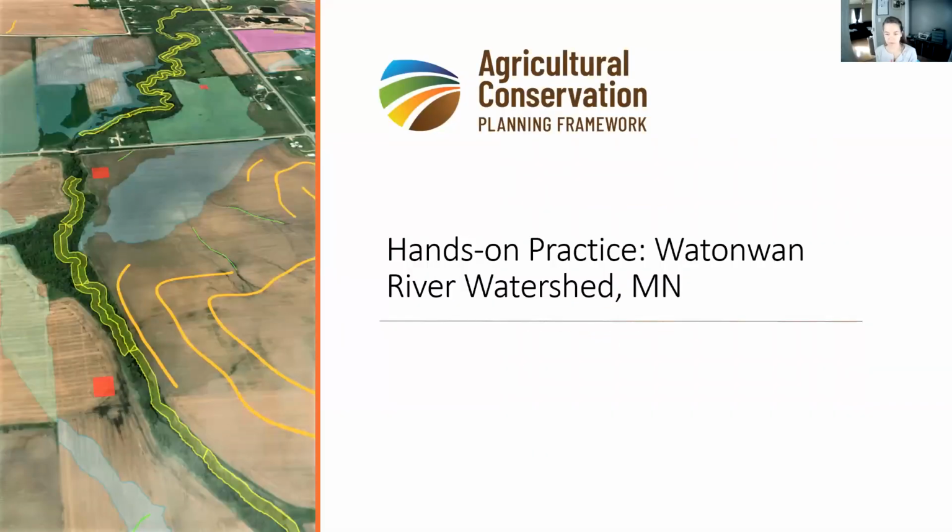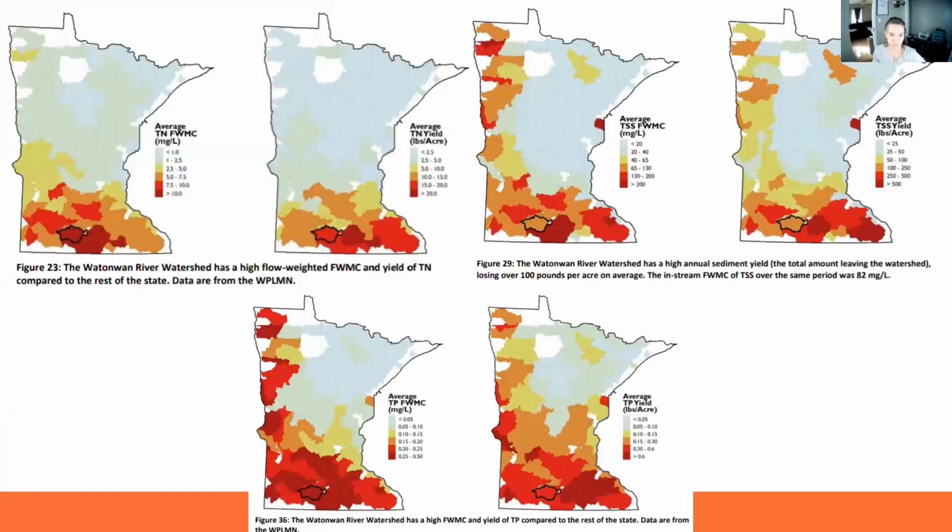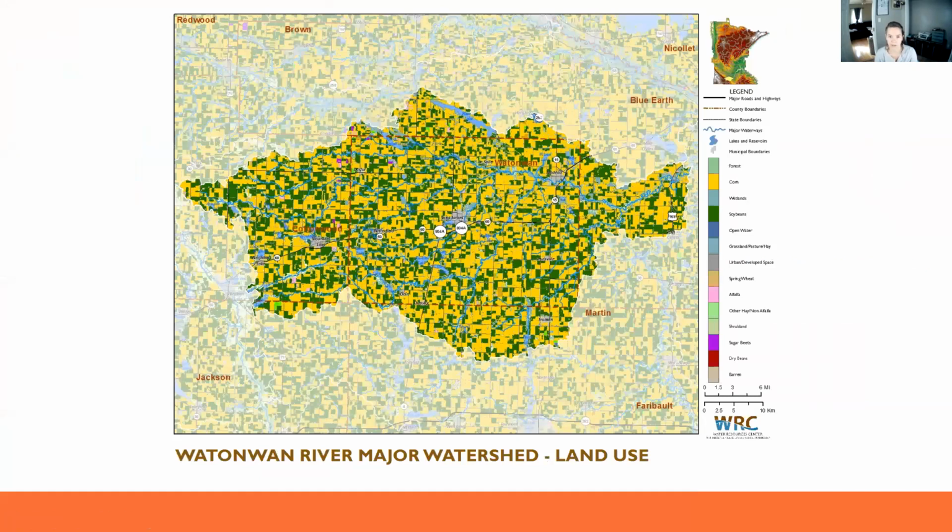So we're looking at Watonwan River Watershed, Minnesota, which is a HUC-8 watershed. It is one of the top polluters in our state. It's pretty high for total nitrogen, total suspended sediments, and total phosphorus. And so it's something that I worked closely with to develop some watershed plans using ACPF with them.